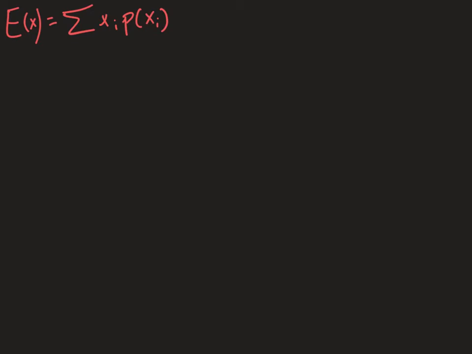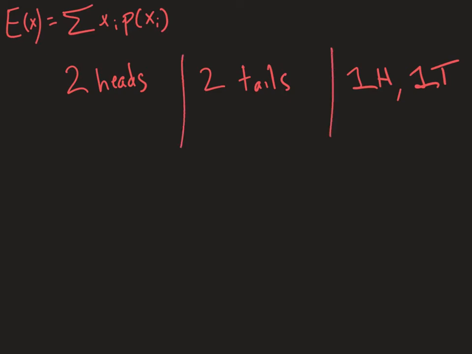So let's begin by saying, what are our outcomes? When we roll 2 coins, we know that we could roll 2 heads. We know we could roll 2 tails. And we know we could roll 1 head and 1 tail. So we have essentially 3 outcomes. And now let's find the probability of each of these outcomes.